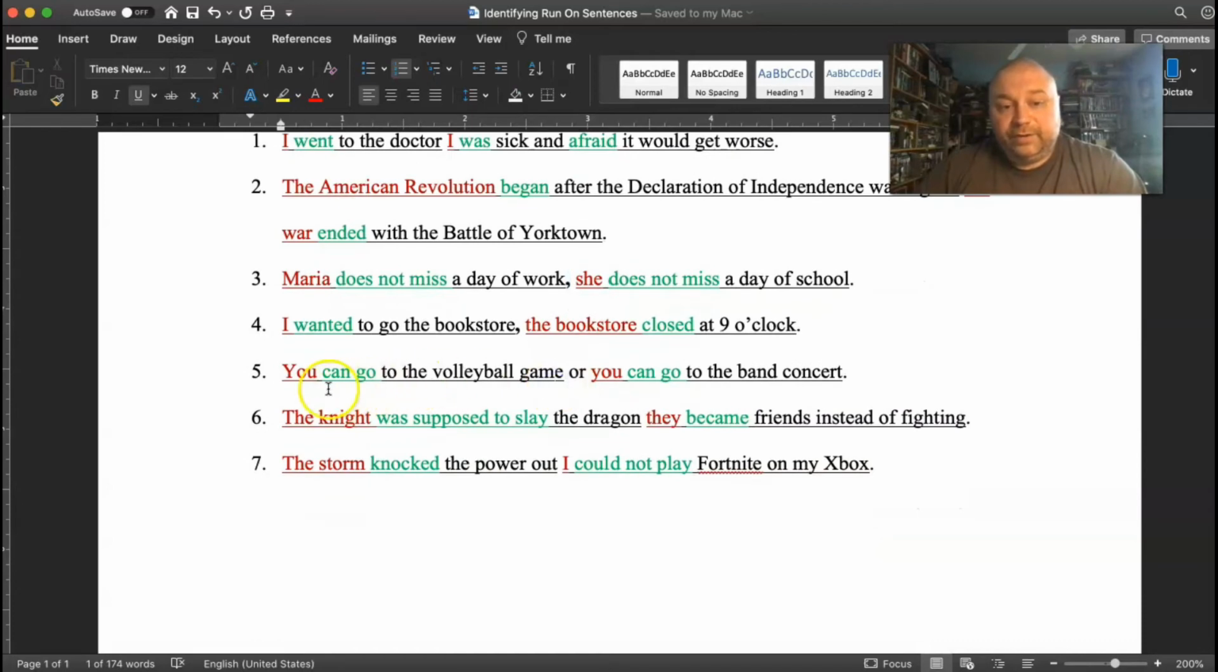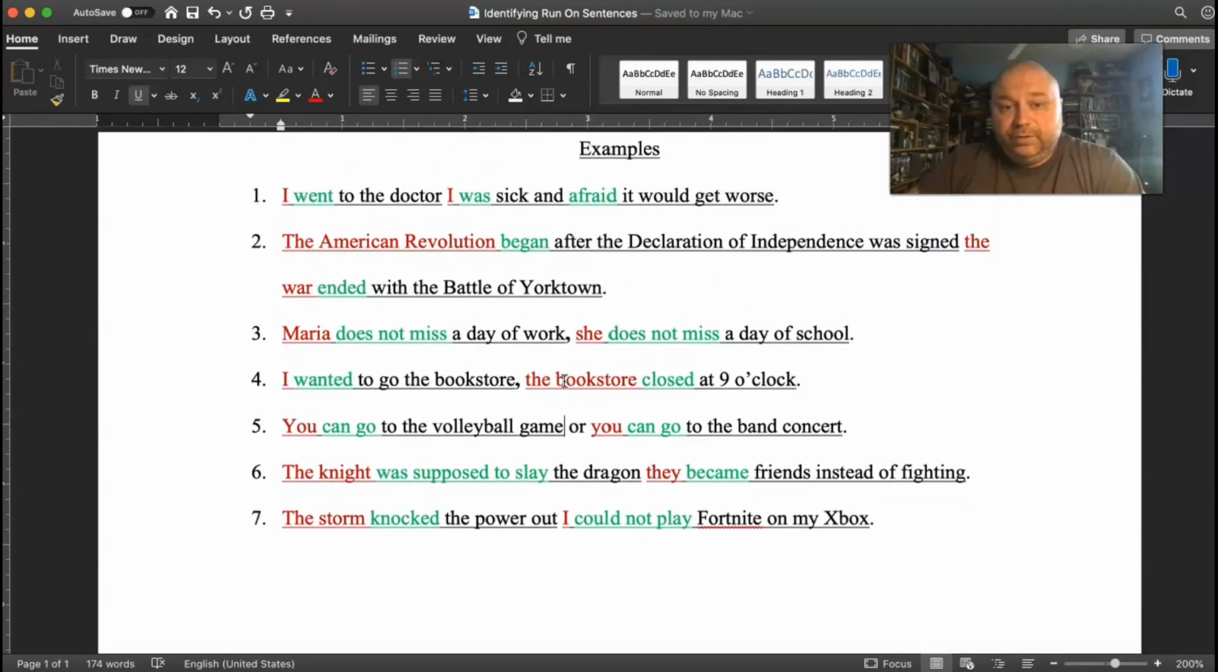Number 5, you can go to the volleyball game or you can go to the band concert. Two options, right? You've got that either or thing, so you have the fanboy right there, the or. But you do not have a comma here where you should, which means this sentence is still grammatically incorrect. You have to have the comma in front of the fanboy, which we talked about in the fanboy video.